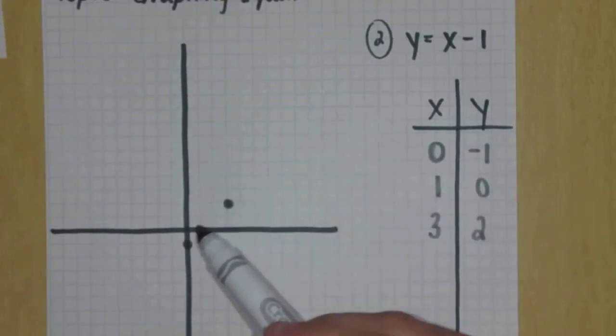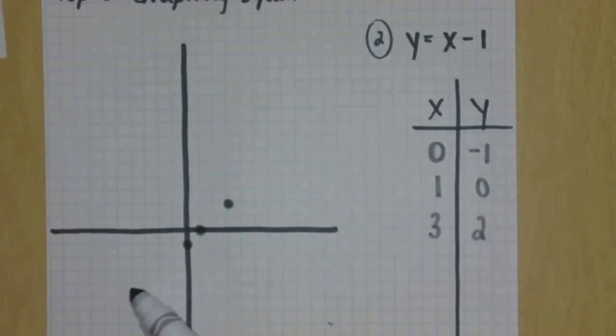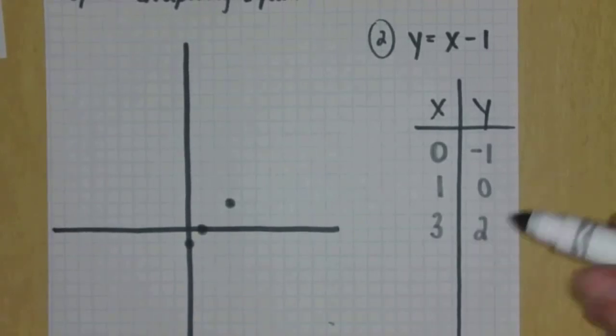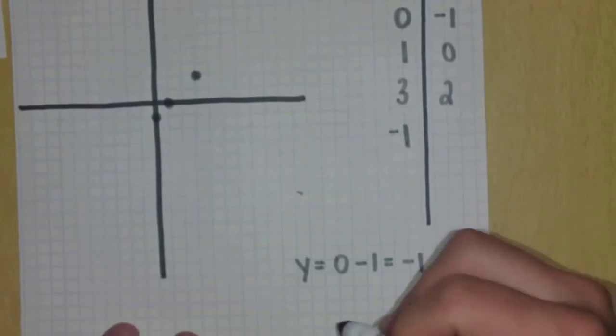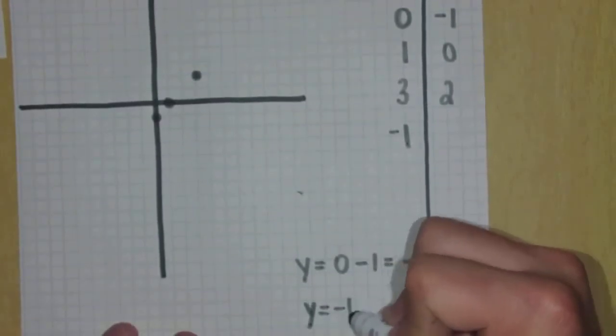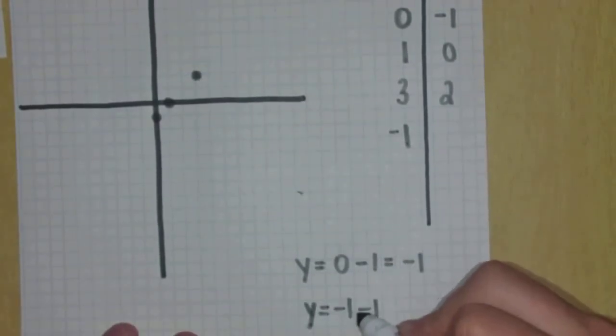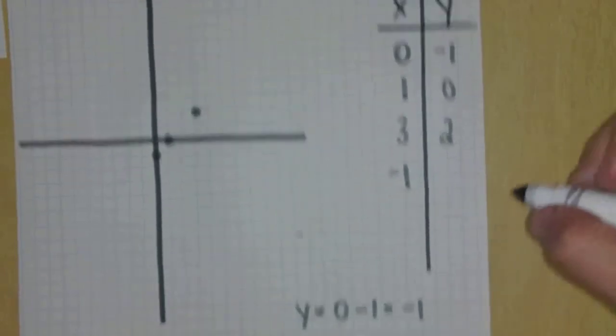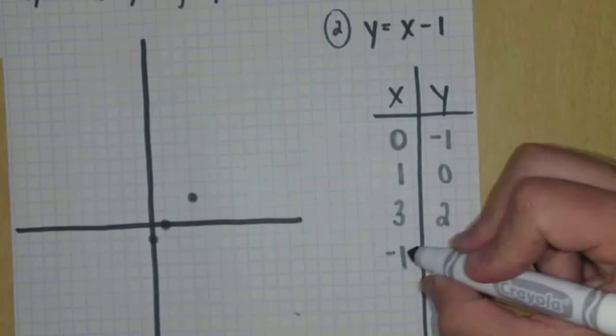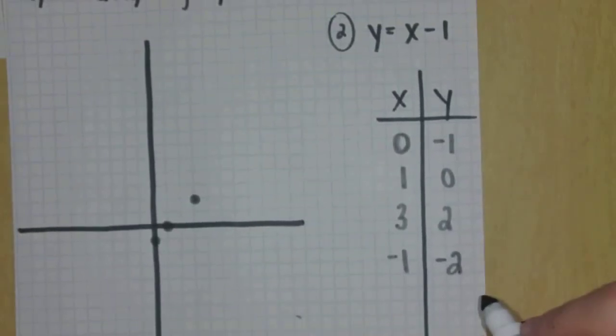Let's see if when I go negative, it does indeed keep going down. That would tell me I definitely have the right picture. So let's try negative 1. If I put a negative 1 in, here's one I'll show work for. y equals negative 1 minus 1. Well, negative 1 minus 1 means I'm getting even smaller. That's a -2. So when x is -1, y is -2.